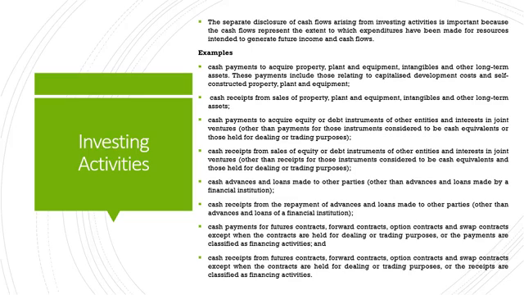Cash advances and loans made to other parties, of course, other than advances and loans made by a financial institution, which is under the operating activities. Cash payments for futures contracts, forward contracts, options contracts, swap contracts, except when contracts are held for dealing or trading, or the payments are classified as financing activities. So these are examples of investing activities regarding cash flows.